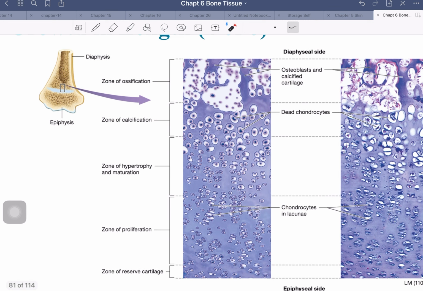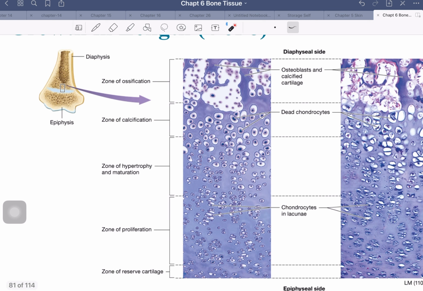I'm starting to have hypertrophy happening up here. So this is the zone of hypertrophy and maturation. And then I have the zone of calcification. So I'm starting to get calcification of the matrix. It's not bone yet, but it's starting to calcify. And then the bone of ossification.